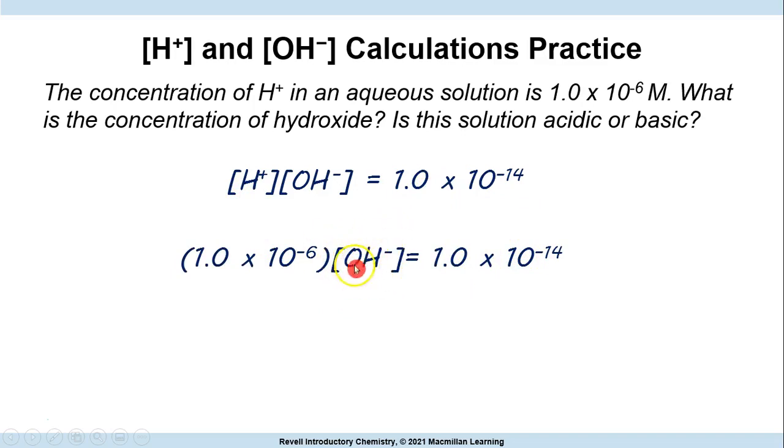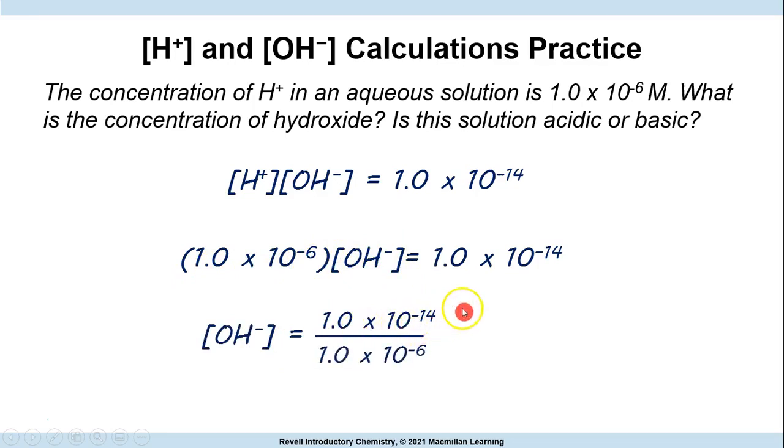For us to get that, we are going to divide all through by 1.0 times 10 to the power minus 6. So the hydroxide concentration is 1.0 times 10 to the power minus 14 divided by 1.0 times 10 to the power minus 6. That gives us 1.0 times 10 to the power minus 8. So we've calculated the hydroxide ion concentration.